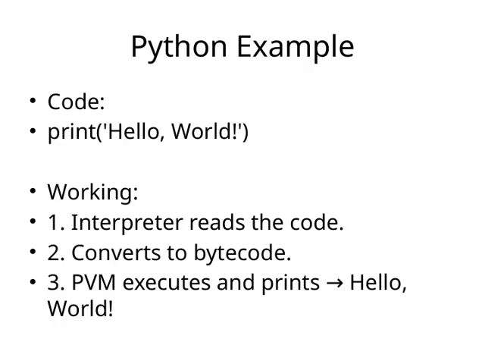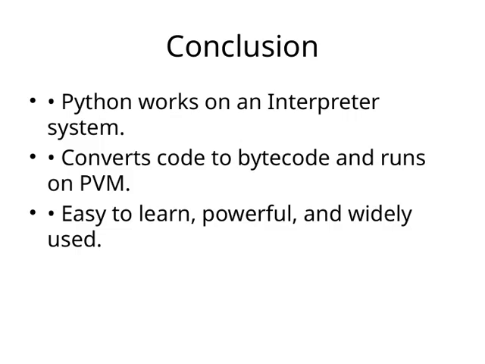So, in conclusion, Python operates on an interpreter system, which means that it translates and executes code dynamically rather than compiling everything beforehand. This process involves converting your high-level code into bytecode, a sort of intermediate language, which is then executed by the Python virtual machine, or PVM. This setup makes Python quite flexible and platform-independent.